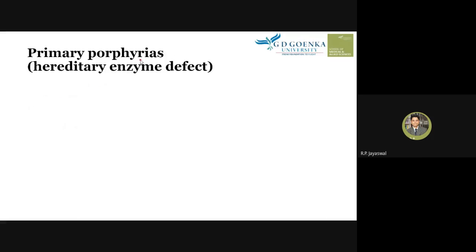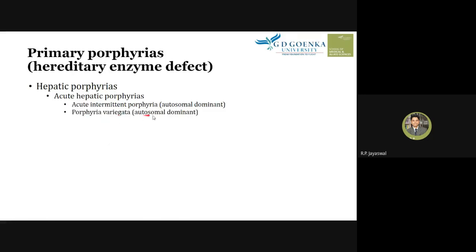So what is primary porphyria? Primary porphyria is a hereditary enzyme defect, a birth defect. First we are going to look at hepatic porphyrias of the hereditary type. Here there are acute hepatic porphyrias, where acute intermittent porphyria is an autosomal dominant hereditary disorder.